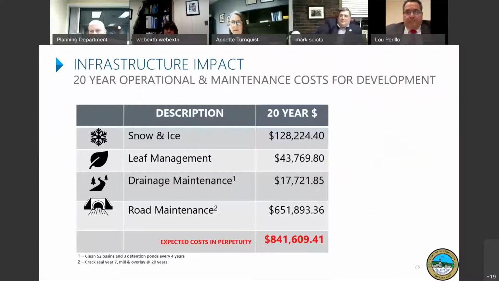I think I cut out somewhere in the drainage maintenance. Is that correct? Somewhere after that or before road maintenance. Okay. So as I mentioned, the drainage maintenance occurs every 4 years.